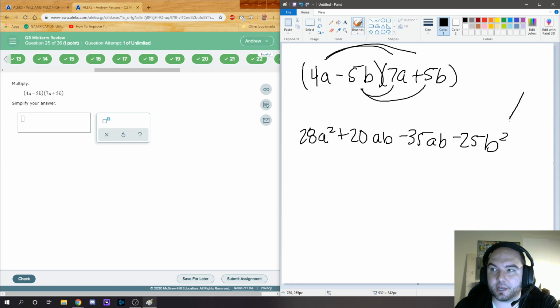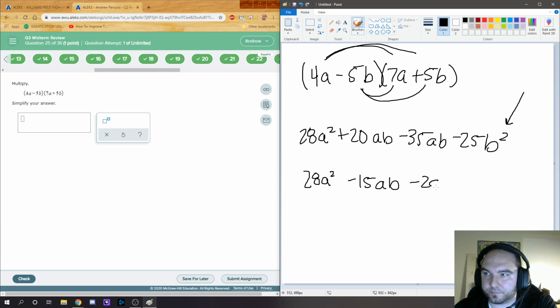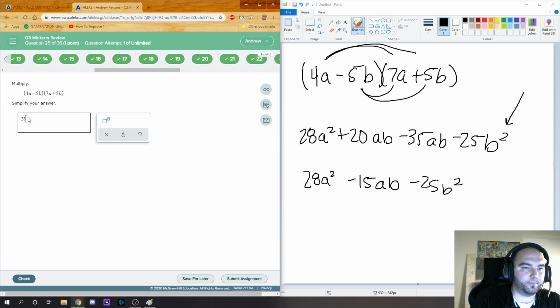squared. This guy right here, squared. Most commonly missed thing. I see people doing this perfectly right, but they're forgetting to put a squared on that last term because it's a b times a b. It's got to make b squared. I add the middle like guys together. 20 minus 35 is negative 15. And bada bing, bada boom.